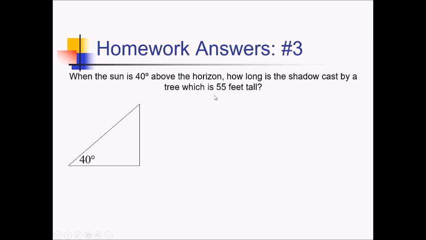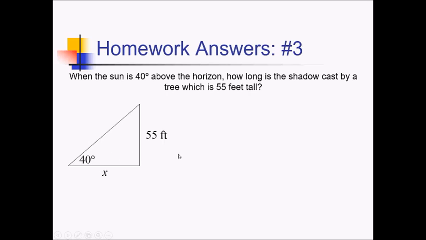So they say that the tree is 55 feet tall, so that's the height of the triangle here is 55 feet. They want to know how long is the shadow, so that is going to be down here. Okay, so let's go ahead and solve for x at this point. Now in terms of sides of the triangle, we have the side across from the angle, that's the opposite side. We're looking for the non-hypotenuse leg that's touching the angle, so that's the adjacent side.